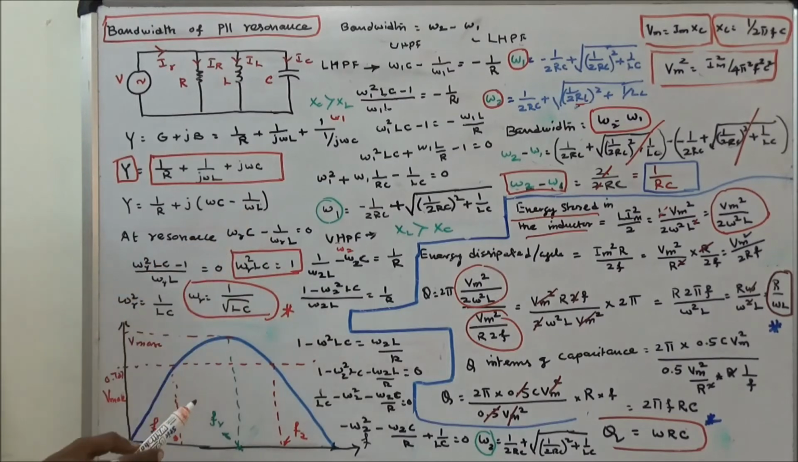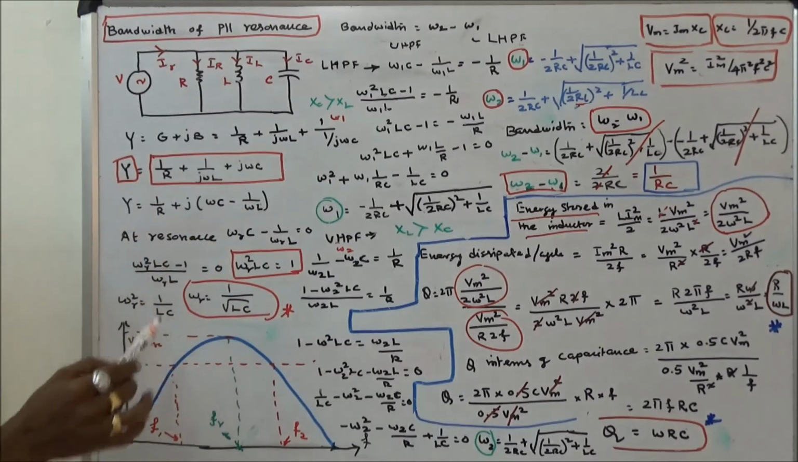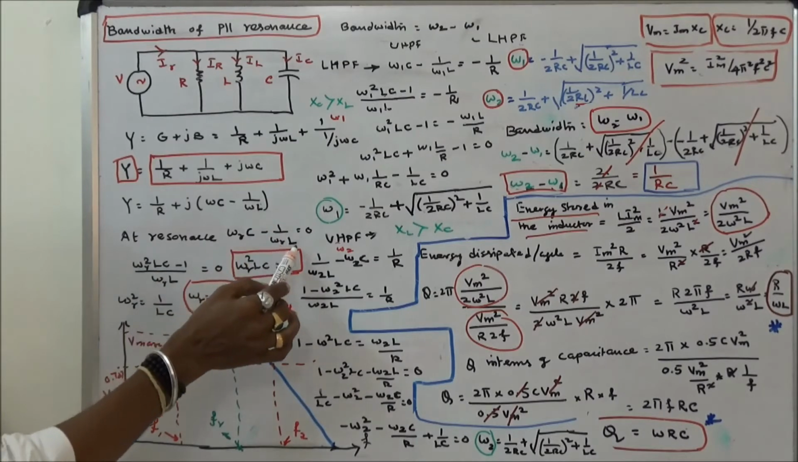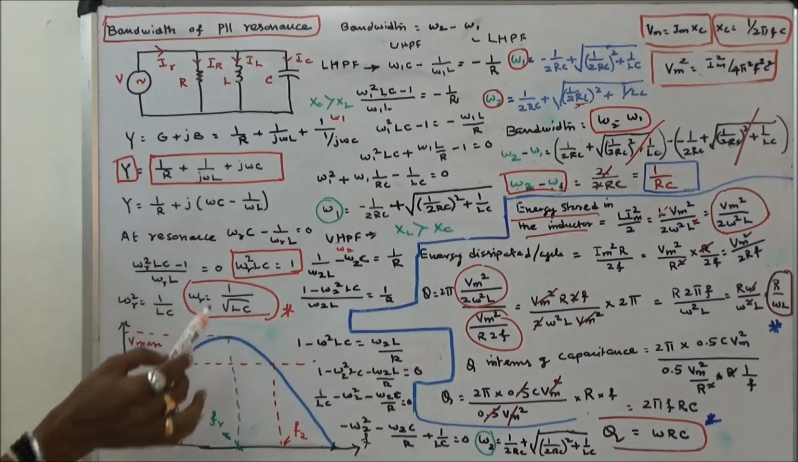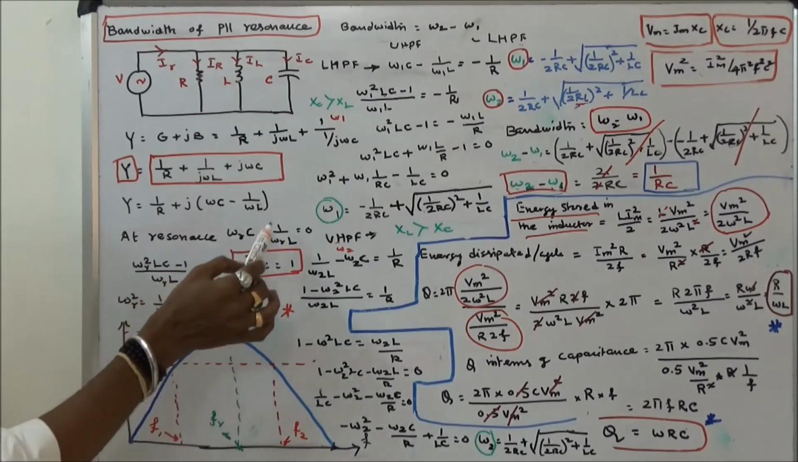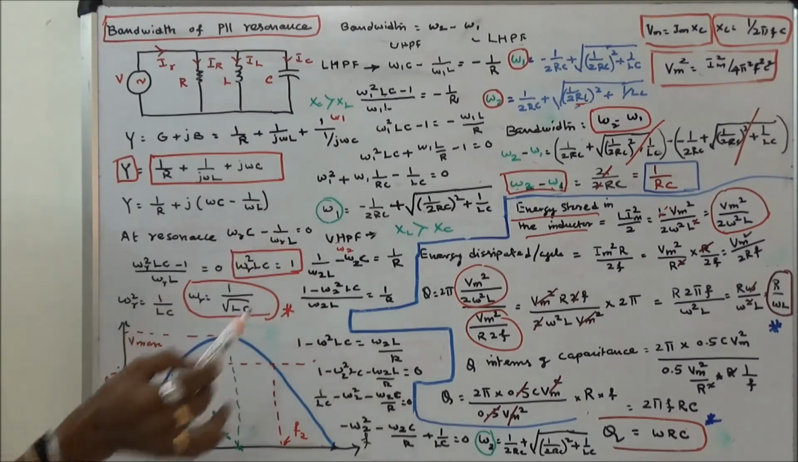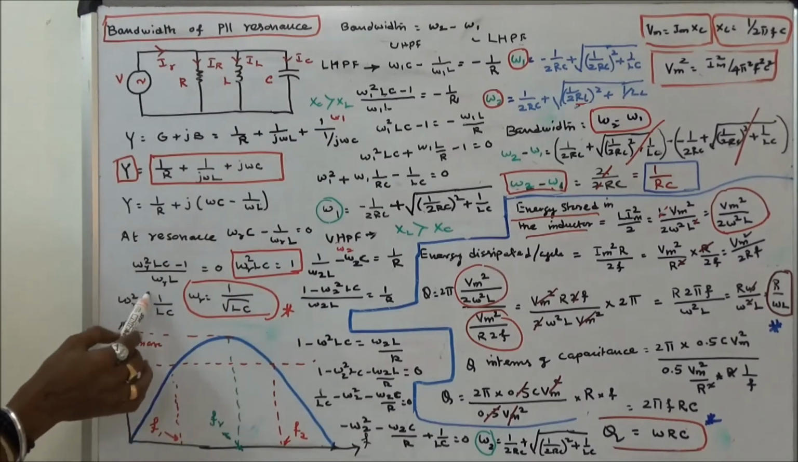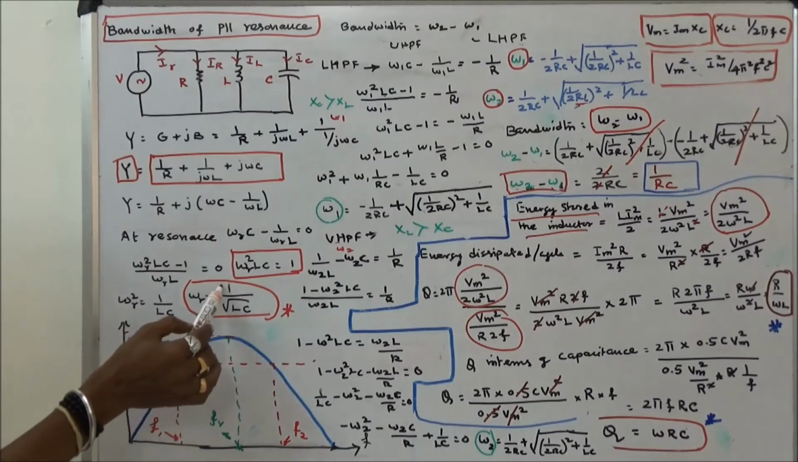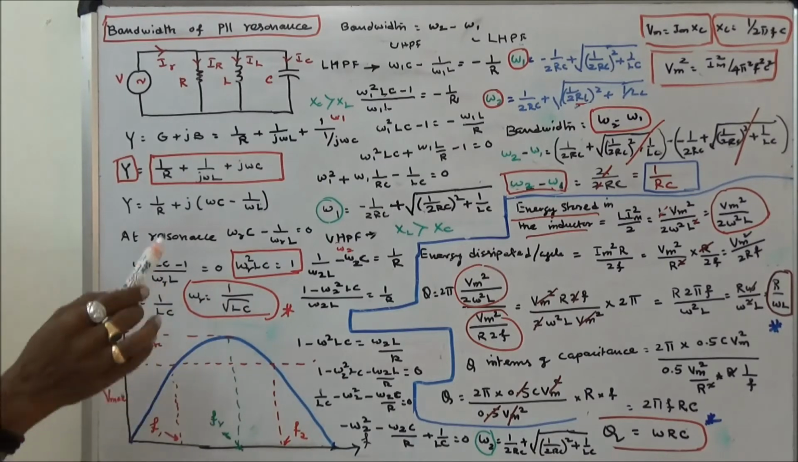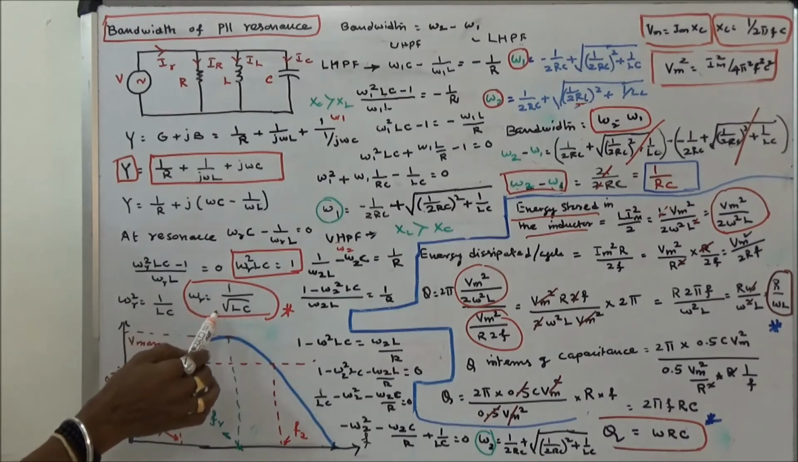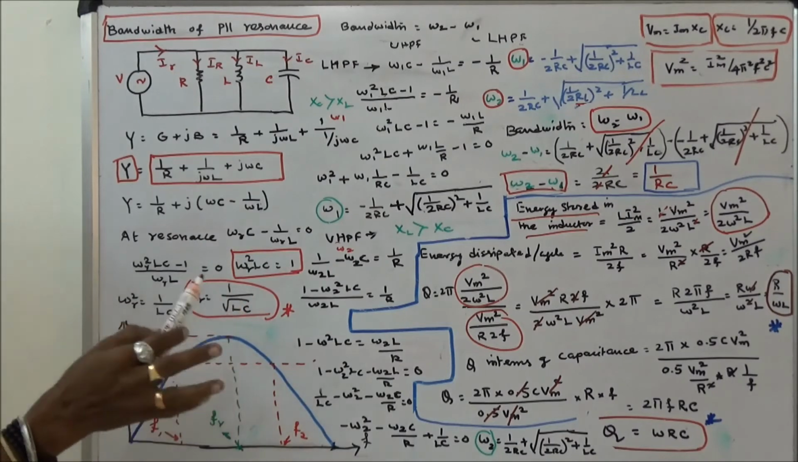At resonance, omega r into C minus 1 by omega r into L is equal to 0, or omega r into C is equal to 1 by omega r into L. I simplify the equation. Omega r square is equal to 1 by LC. Omega r is equal to 1 by root L into C in radians per second. Our resonant frequency Fr is equal to 1 by 2 pi root L into C in Hertz.